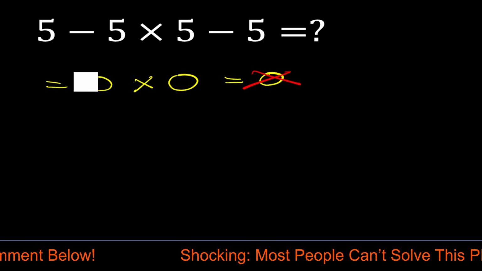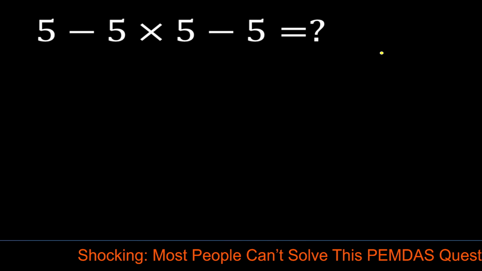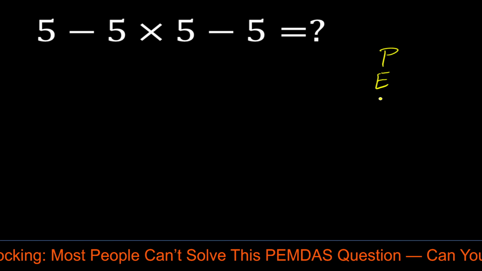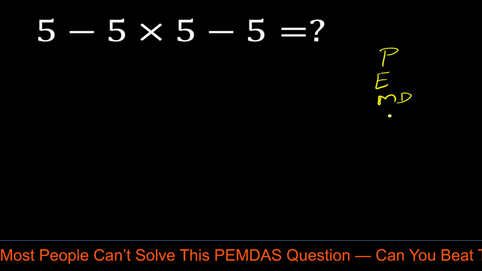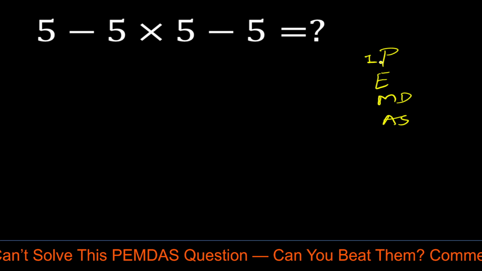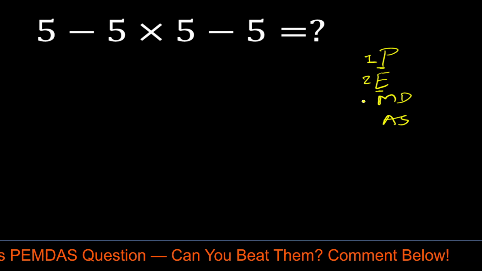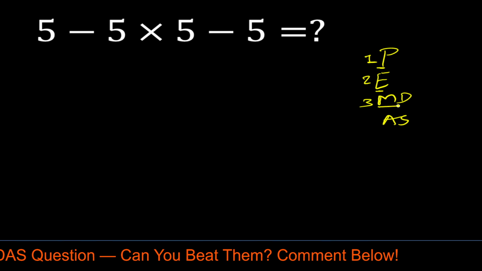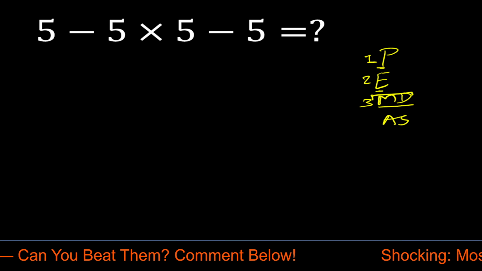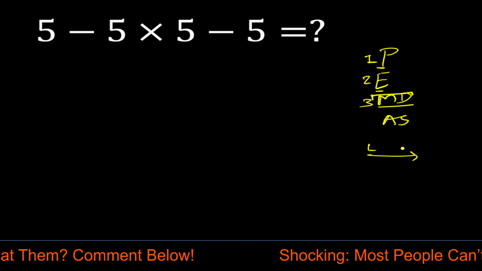So now let's solve this problem correctly by using the PEMDAS rule, right? So PEMDAS, P-E-M-D-A-S. According to the PEMDAS rule, first priority is parentheses, then second priority is exponents, then third priority is multiplication and division. Here multiplication and division both have equal priority. So we have to solve it from left to right.